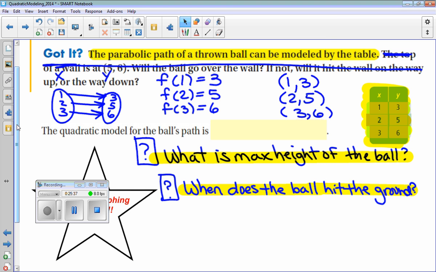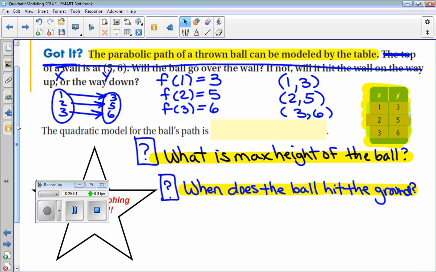So I have two questions I want to answer. I'm throwing a ball up, and I want to know how high the ball is going to go. If it passes through these three points, the point (1, 3), the point (2, 5), and the point (3, 6), how high does the ball go? And when does it hit the ground?